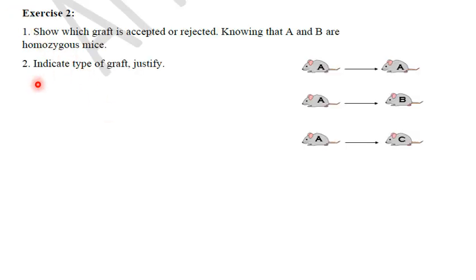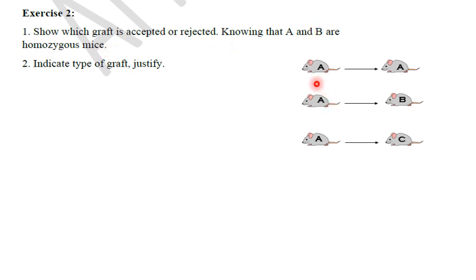Now, let's move to exercise 2. Show which graft is accepted or rejected, knowing that A and B are homozygous mice. Homozygous means that these two mice have the same genetic makeup, okay? So they have same HLA molecules.